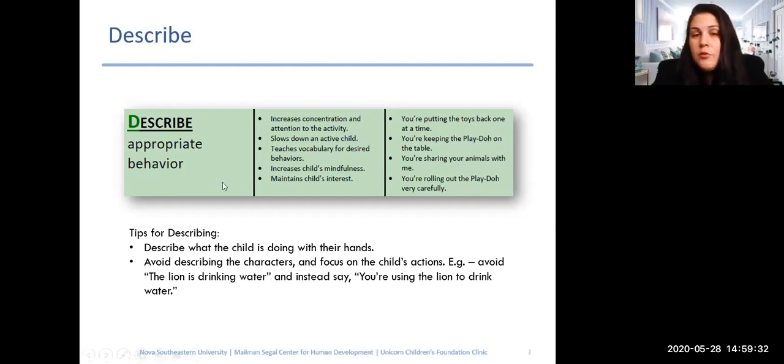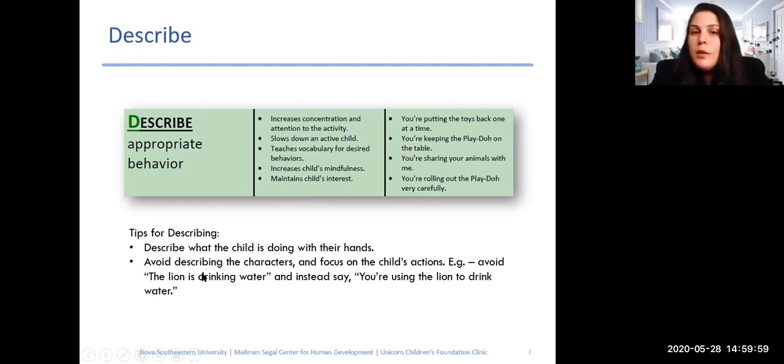This is going to increase the child's mindfulness. So when we think about mindfulness, we're thinking about really being in the moment and being present as to what we're doing. And when we're describing what the child is doing, in that moment, we're really shifting their focus onto themselves and helping them be in that moment of what they're playing with. And as well, this is going to end up maintaining the child's interest, right?